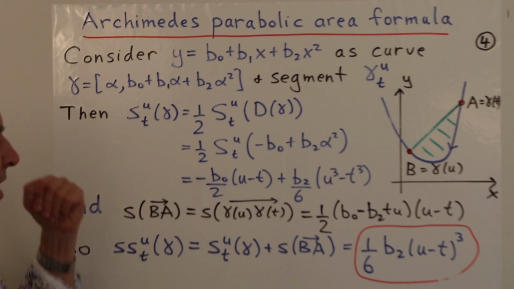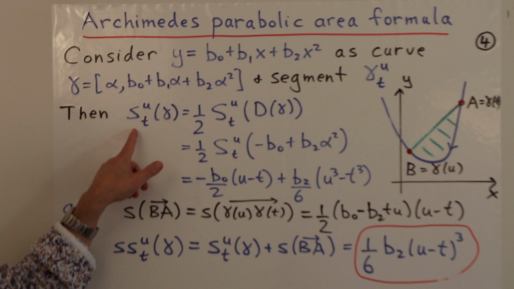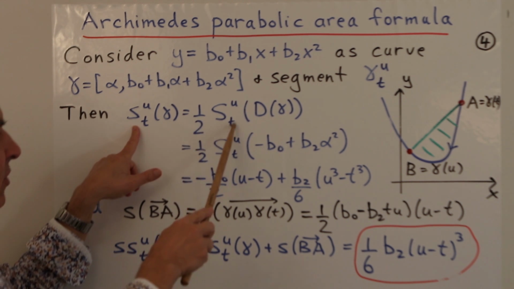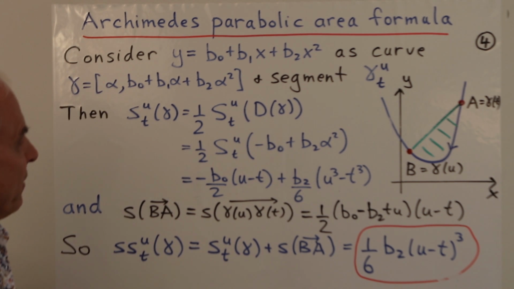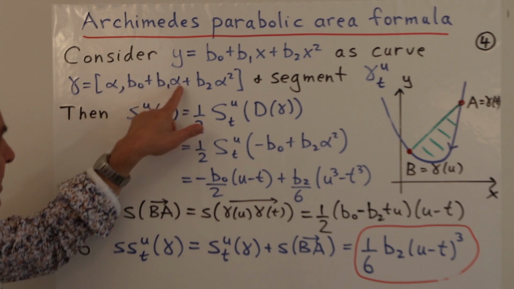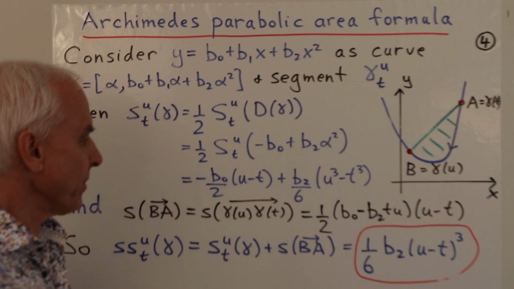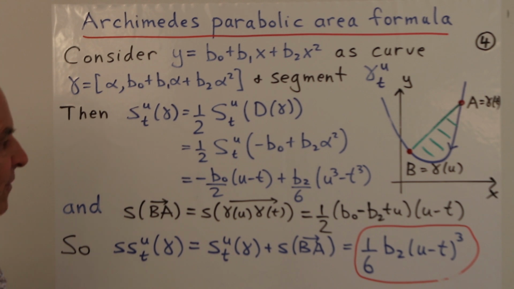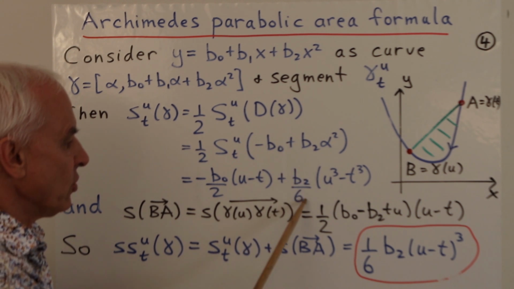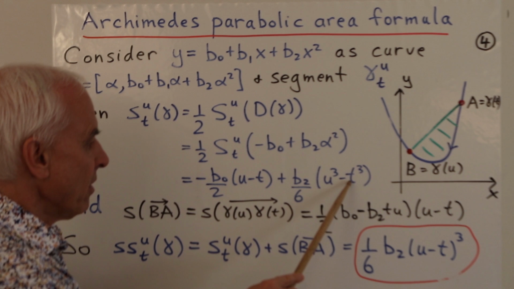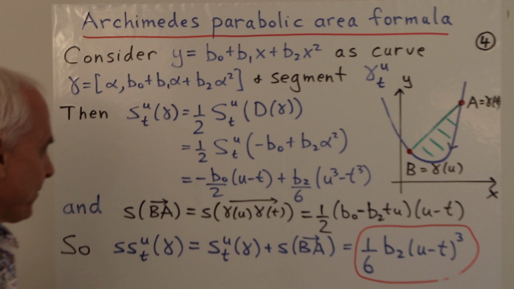Okay, so we know how to get the signed area of just this segment. The traditional signed area of it is 1/2 times the integral from t to u of the differential of the curve. It's not too hard to work out what the differential is: this times the derivative of that minus this times the derivative of that. It turns out to be minus b0 plus b2 alpha squared. And we can integrate that easily enough, and we get minus b0 over 2 times (u minus t) plus b2 over 6 times (u cubed minus t cubed). So that's the traditional signed area of that segment.